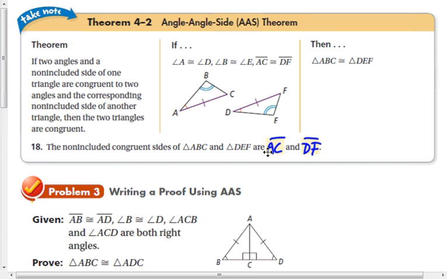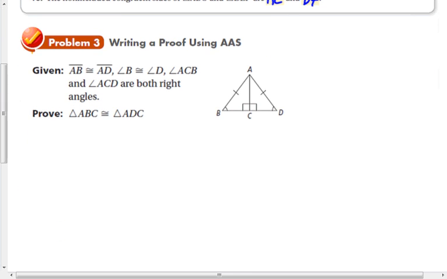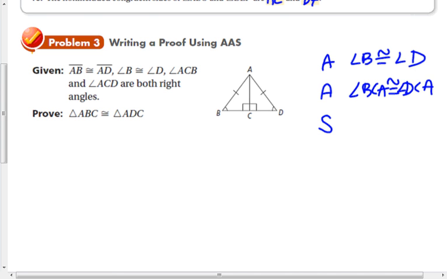All right, we're going to do a proof using that theorem. So we're going to prove these two triangles are congruent here. I'm going to do a paragraph proof for this one, so I'll show you how to do that. Basically, we're going to use angle, angle, side. So we need an angle and an angle and a side. The angles that we're given that are congruent are angle B congruent to angle D. And we can also say that angle BCA is congruent to angle DCA, because all right angles are congruent. And then we have a non-included side, AC, is congruent to AC by the reflexive property. So those are the steps we're going to use. I'm just going to fill them in.